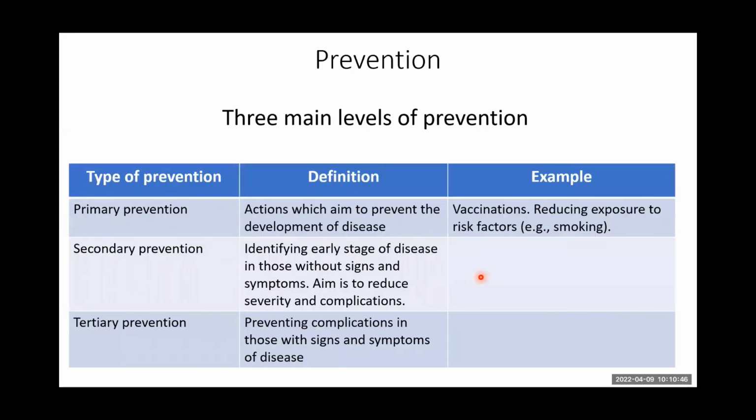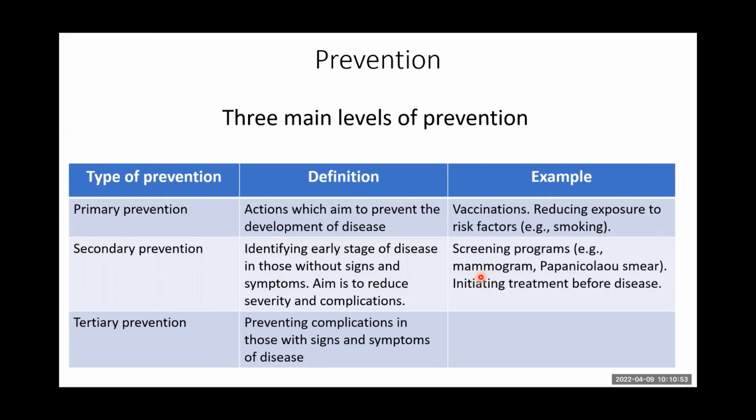All right, so examples clearly. Vaccinations, reducing exposure to risk factors such as smoking, secondary screening programs, and tertiary prevention with rehabilitation or treatment.